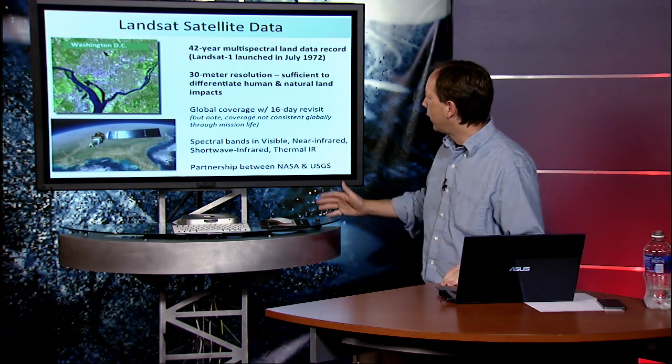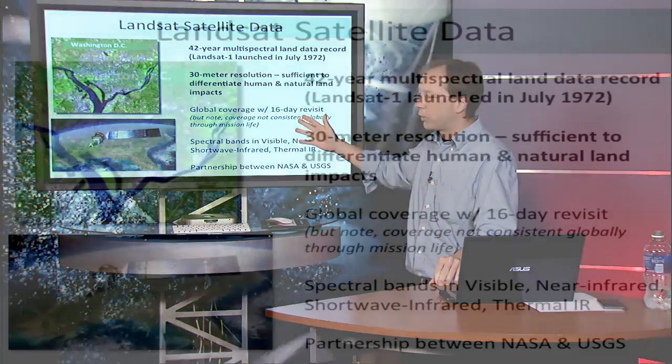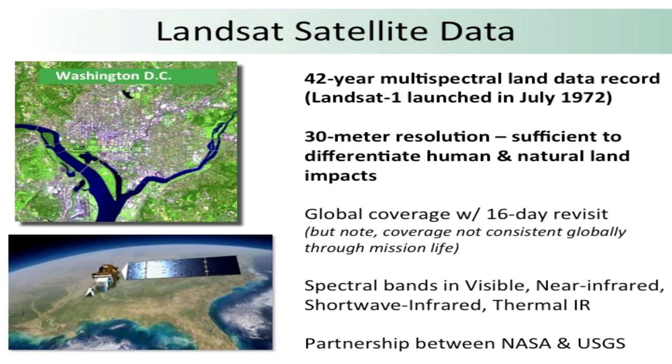Some of the other technical attributes of the Landsat system are listed here. We have global coverage with a 16-day revisit, although that coverage has not been consistent through the mission life, as we'll talk about in a moment. We have spectral coverage through the visible, the near-infrared, the shortwave IR, and the thermal IR. And, very important, it's a partnership between NASA and the USGS, and has been actually since the origin of the program in the late 1960s.